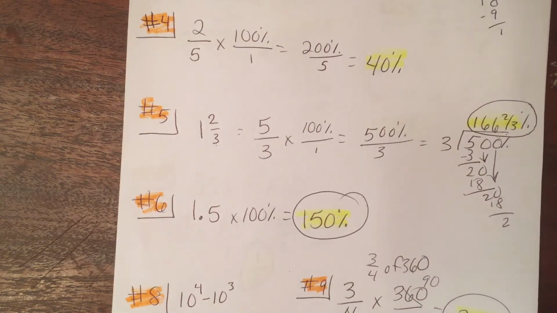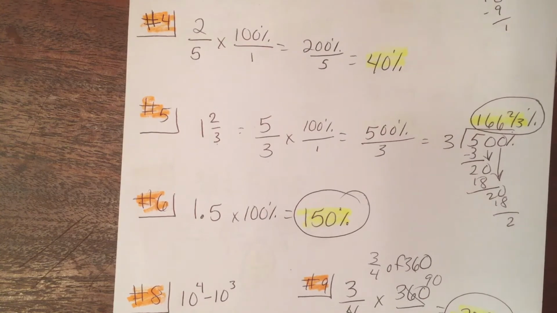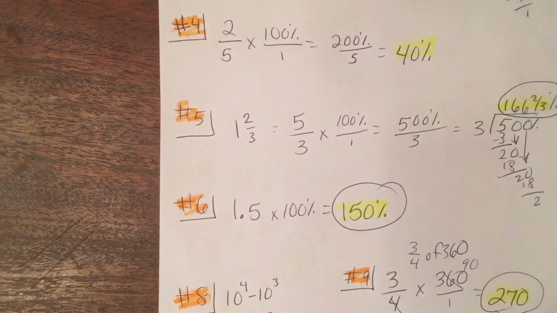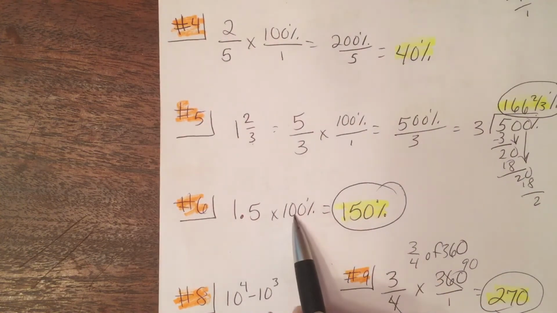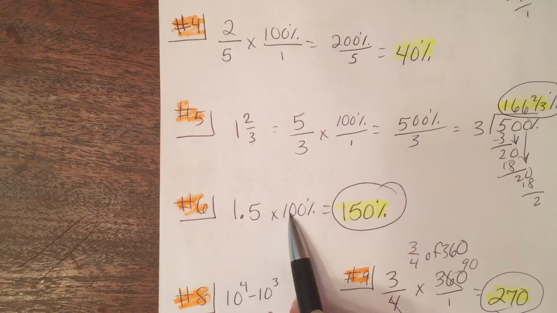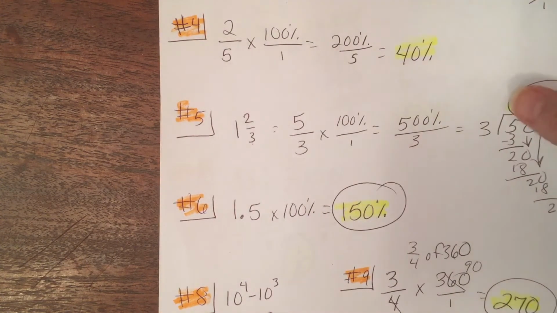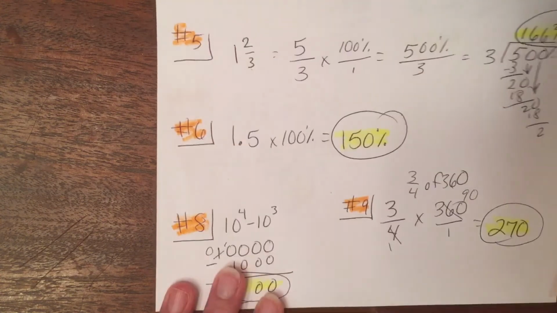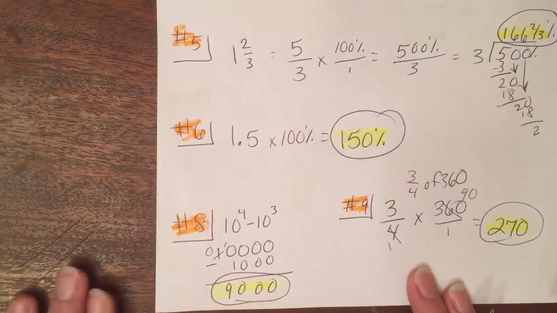Number 6, change 1.5 to a percent by multiplying by 100%. 1.5 times 100. When I multiply a decimal number times 100, it moves my decimal to the right twice. Bump, bump, 150%.